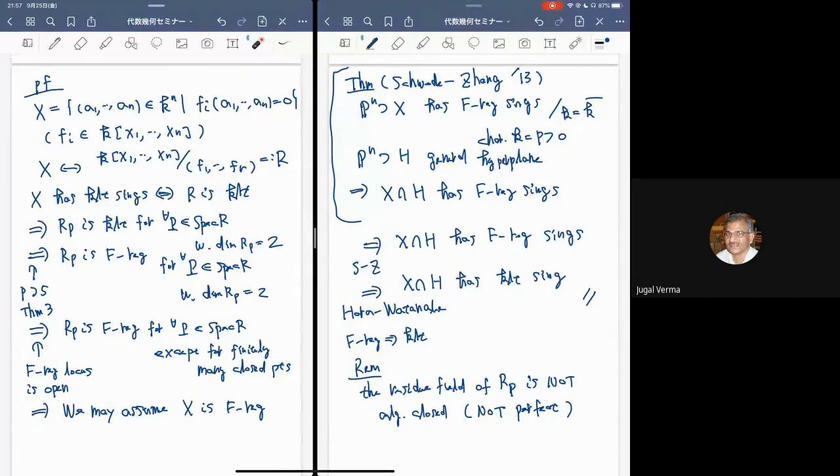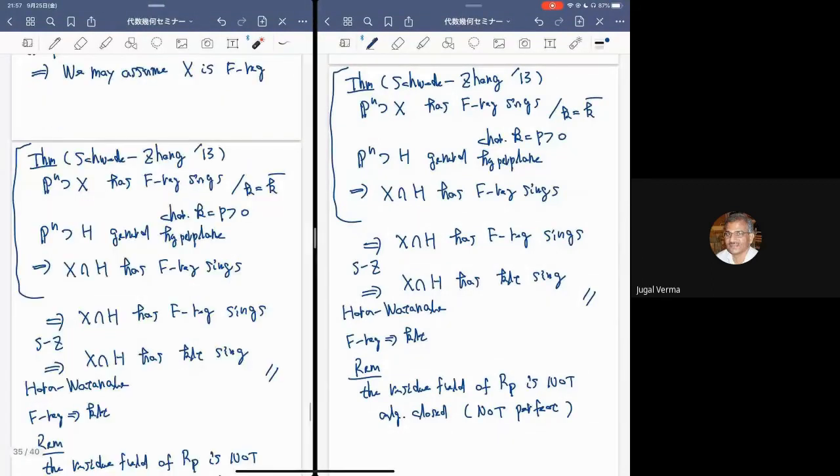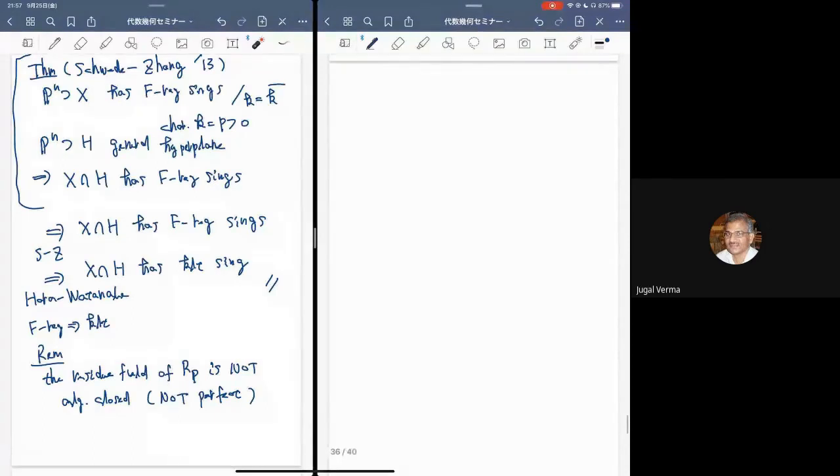Maybe, but actually I have one question. Let me give one question which I don't know the answer to. The question is about F-regular singularity. My question is, maybe it's due to Hoekstra. I don't know the detail, but okay.